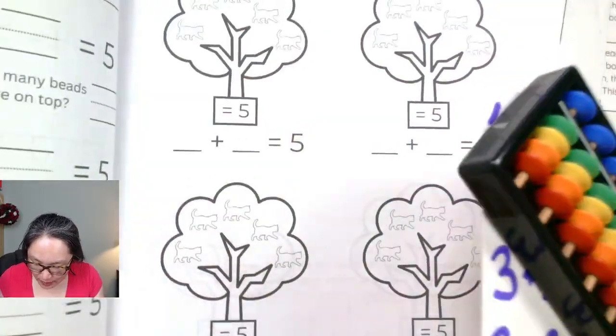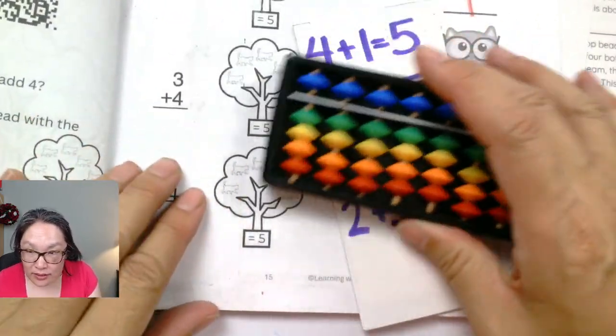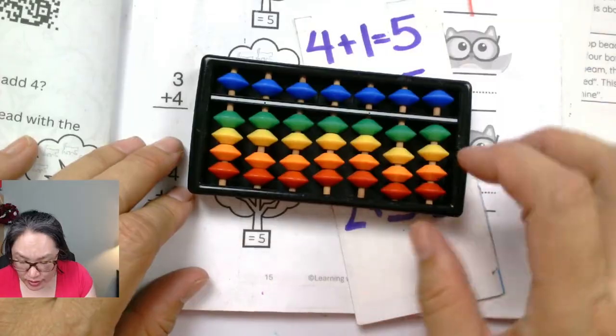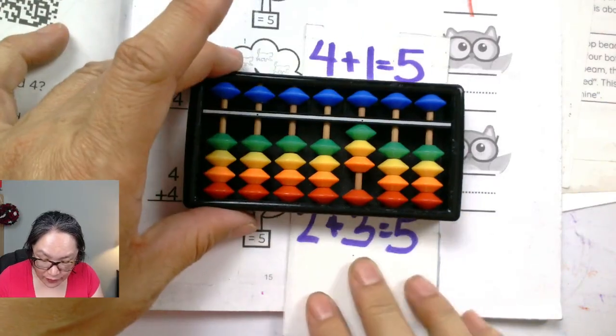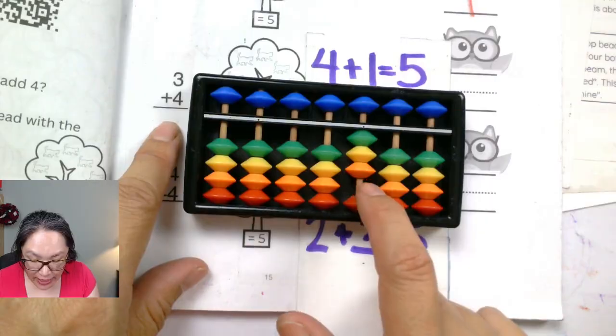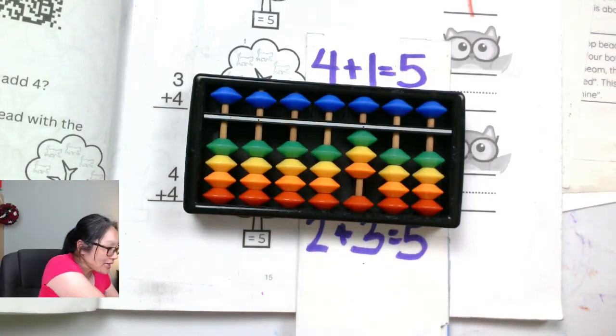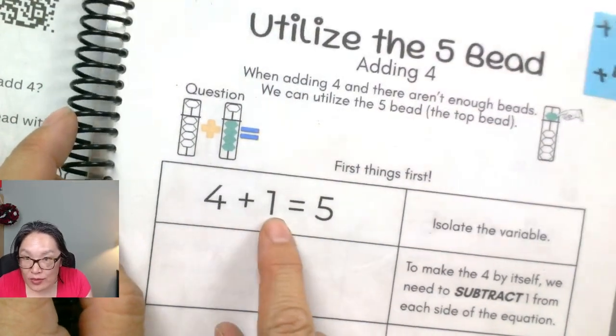What does that mean? Well, let's do this question. We're going to add 3. When we add 3, I want to add the 4. Notice, when I add the 4, I don't have enough beads to add the 4. That is the problem. So what do I do? Well, I know 4 plus 1 is equal to 5.